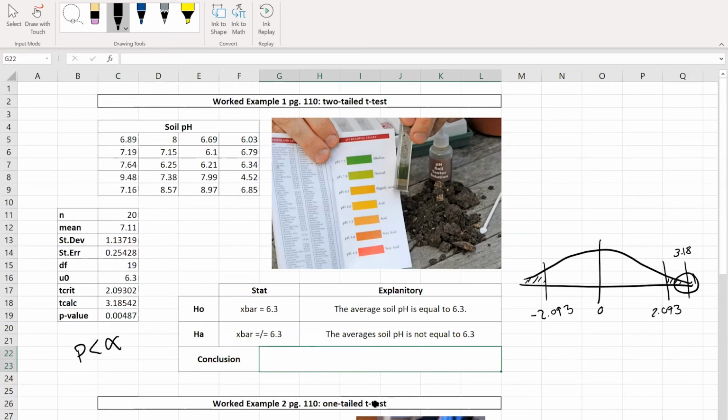So we would write that in the conclusion. So we reject the null hypothesis. We could say p is less than 0.05. But then I also want you to explain what that means. The pH of the soil after adding fertilizer is not equal to 6.3.